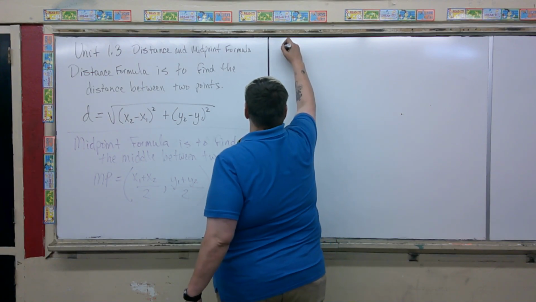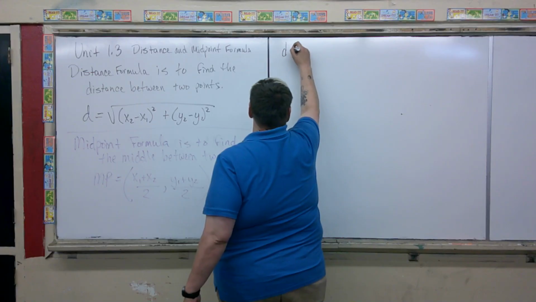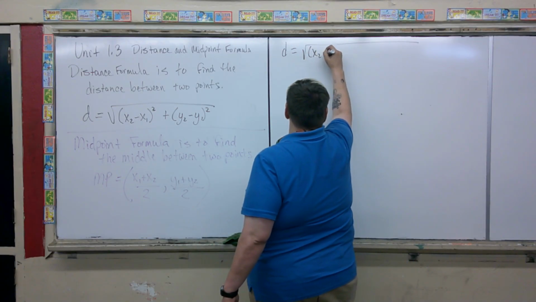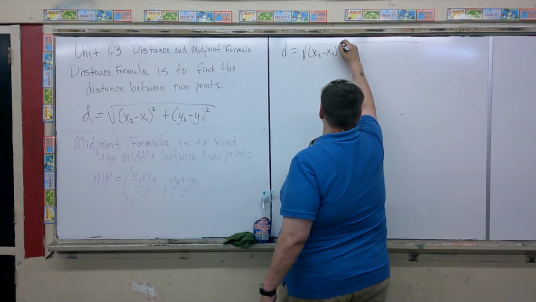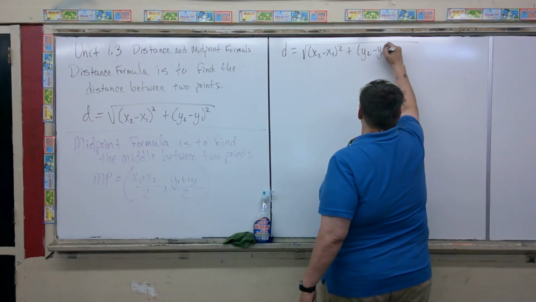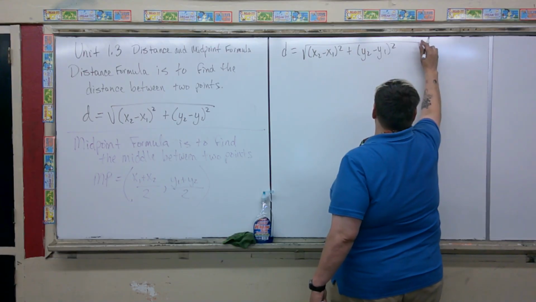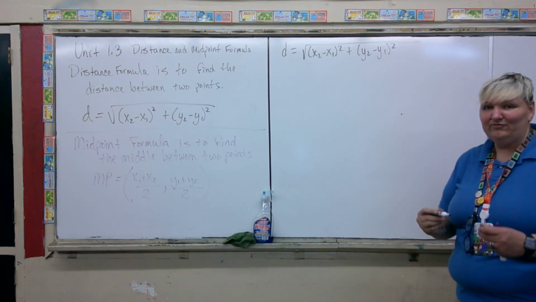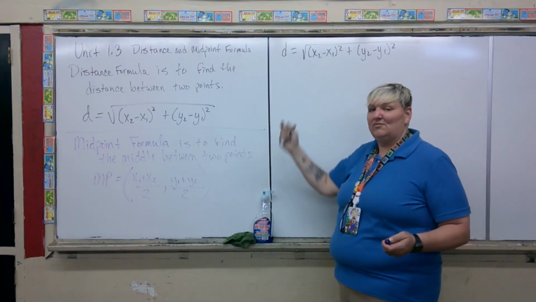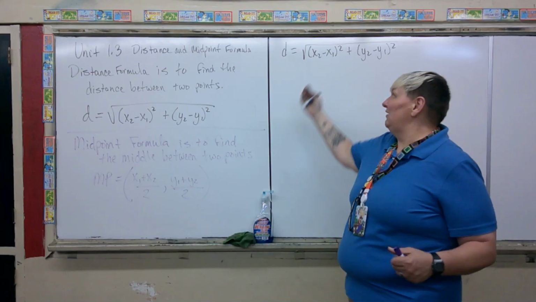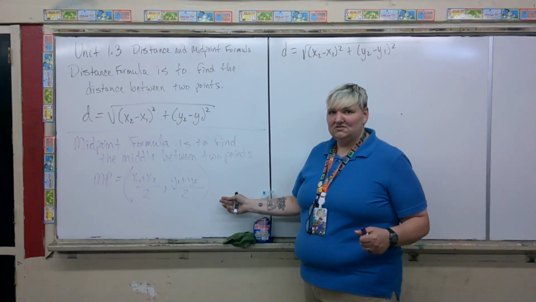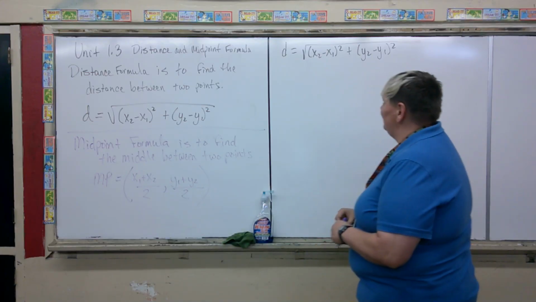Alright, so distance, I'm going to rewrite the formula. Square root of the second x minus the first x squared plus the second y minus the first y squared. Keep writing the formula every time before every problem. Why? Because the more you write it, the more you'll remember it. Yesterday I had to look at my notes to write the formula. Today I didn't have to look at my notes. The more you write it, the more you remember it.